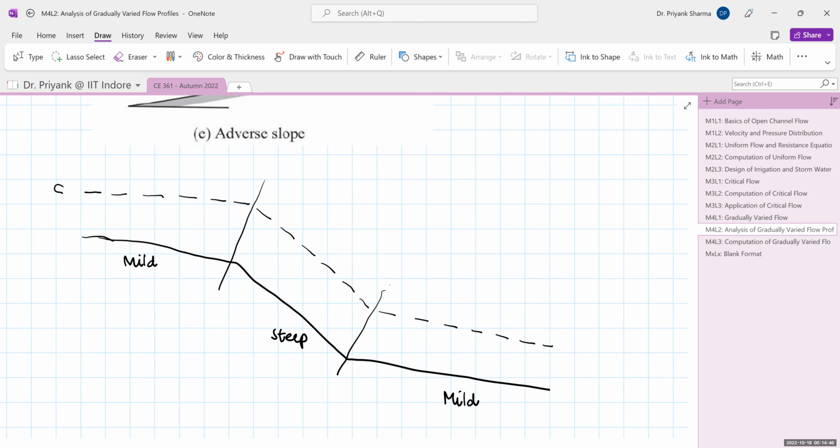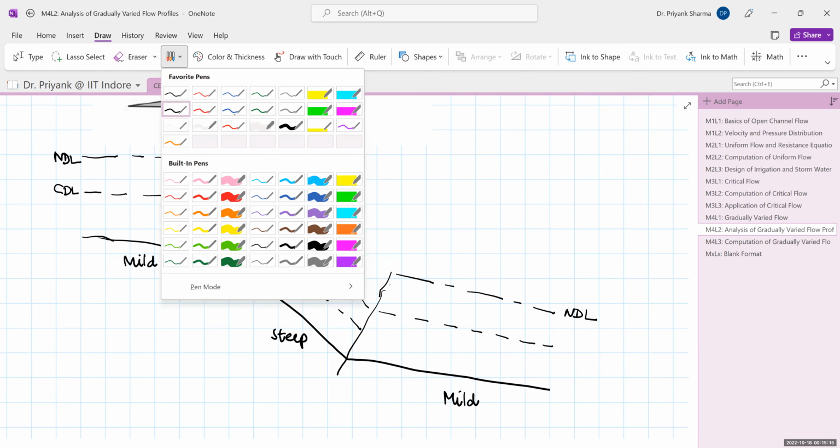So this is your CDL. Since it is a mild slope, your NDL would be greater than the CDL. So this is your NDL. Steep slope, your NDL is less than the CDL. And again mild slope, your NDL is greater than the CDL. So let us draw the flow profile.